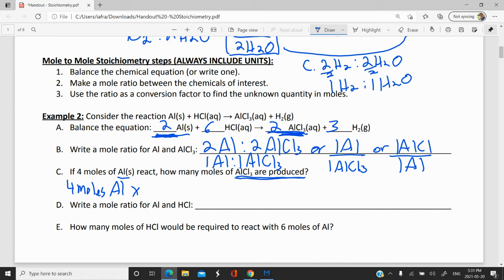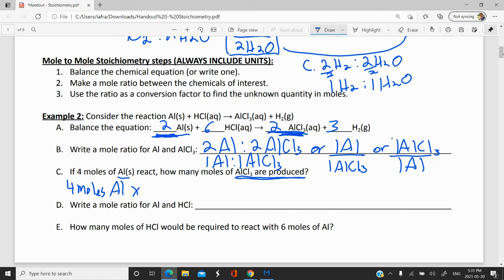So I'm going to multiply it by that ratio, but I'm going to multiply it by the ratio that will get rid of aluminum and leave me with aluminum chloride. So that means I'm going to do the, that should be a 3 there. I'm going to do this one over here. Nope, that won't get rid of aluminum because aluminum is on top there.